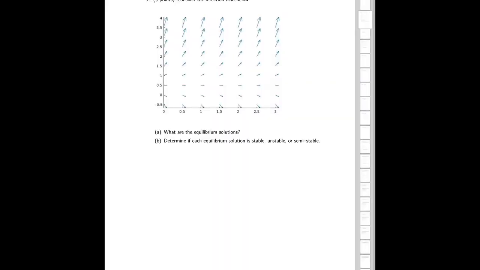Okay, now in this video I can probably knock out a few problems. Part A is: what are the equilibrium solutions? This is the direction field. The equilibrium solutions are going to be the solutions where the derivative is equal to zero, or equivalently where it's not changing as time changes.